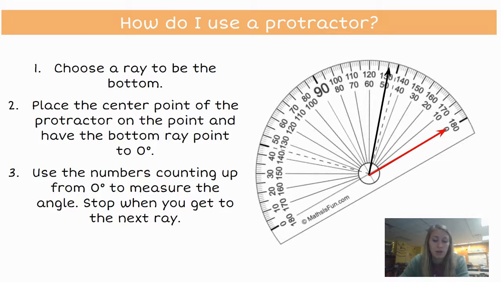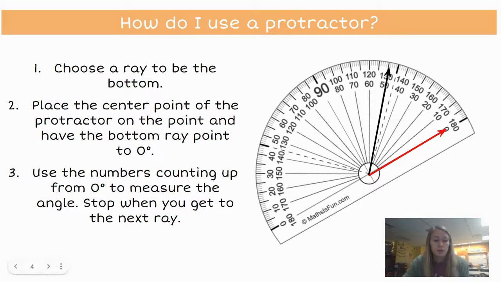Here's our protractor. See the center circle of the protractor? It looks like this. This center circle is always lined up with the vertex, or the point of the angle. Then we have these little guidelines right here, and we use these guidelines to line up the ray on the bottom. Notice this red line here is our ray. That bottom ray should always point directly to 0.